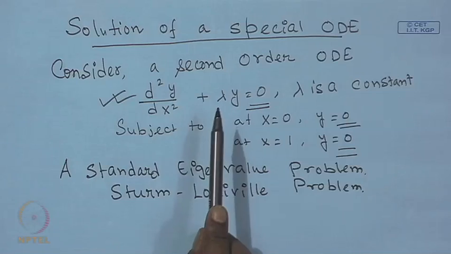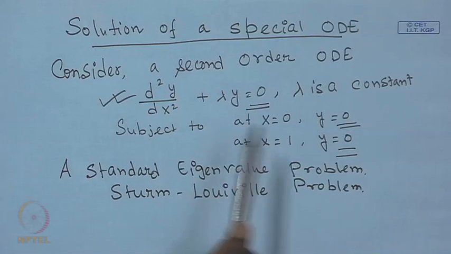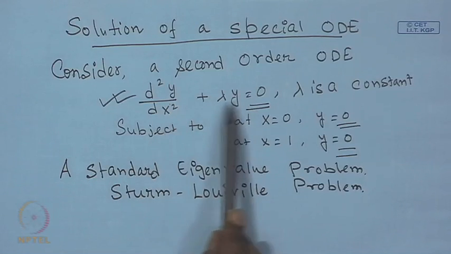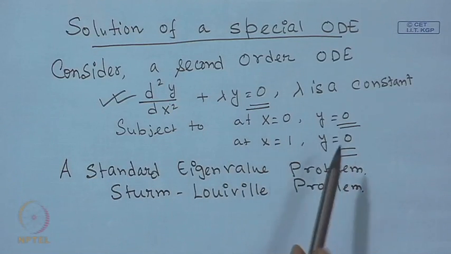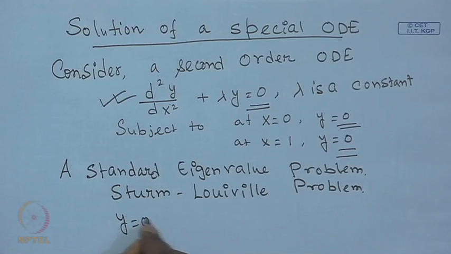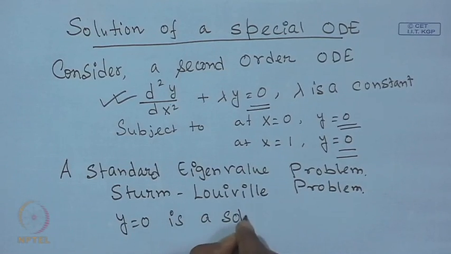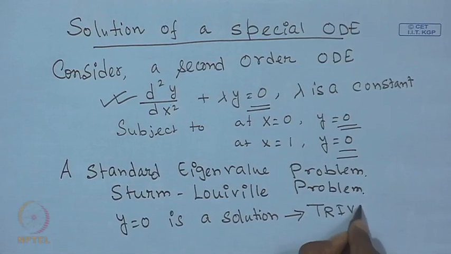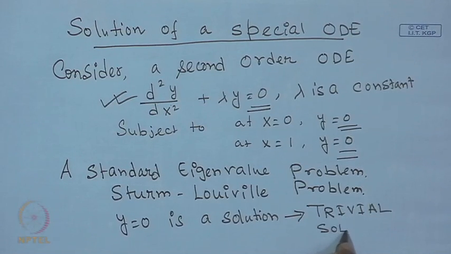So, one obvious solution is that if y is equal to 0, it satisfies the governing equation as well as the boundary conditions. So, y is equal to 0 is a solution, but this is an obvious solution. Therefore, this particular solution is known as the trivial solution. On the other hand, we are not looking into the trivial solution, we are looking into the specific meaningful solution.